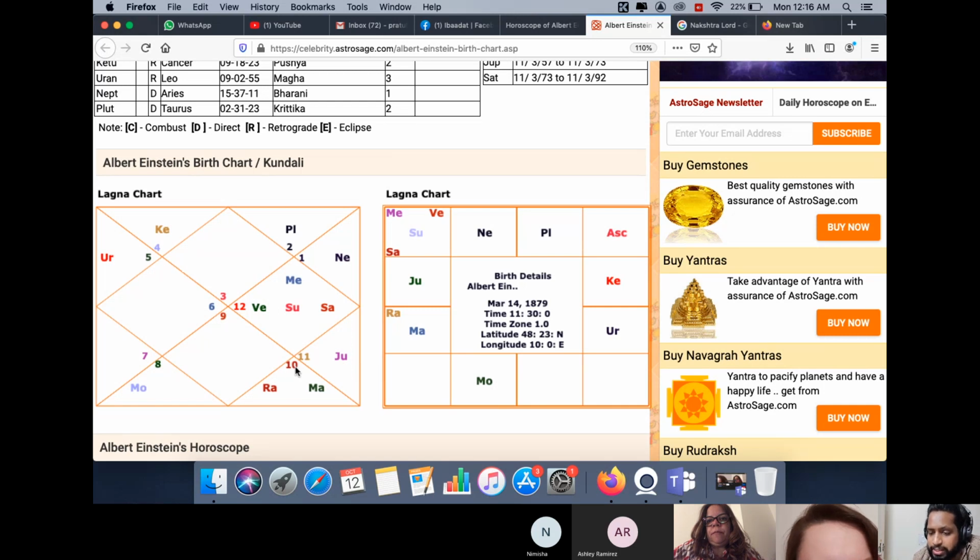The 10th house represents career. The sign of Capricorn is the natural significator of career, right? And Mars represents physics. So what he has done, he has made new inventions, new discoveries in the field of physics in his career. That's it.